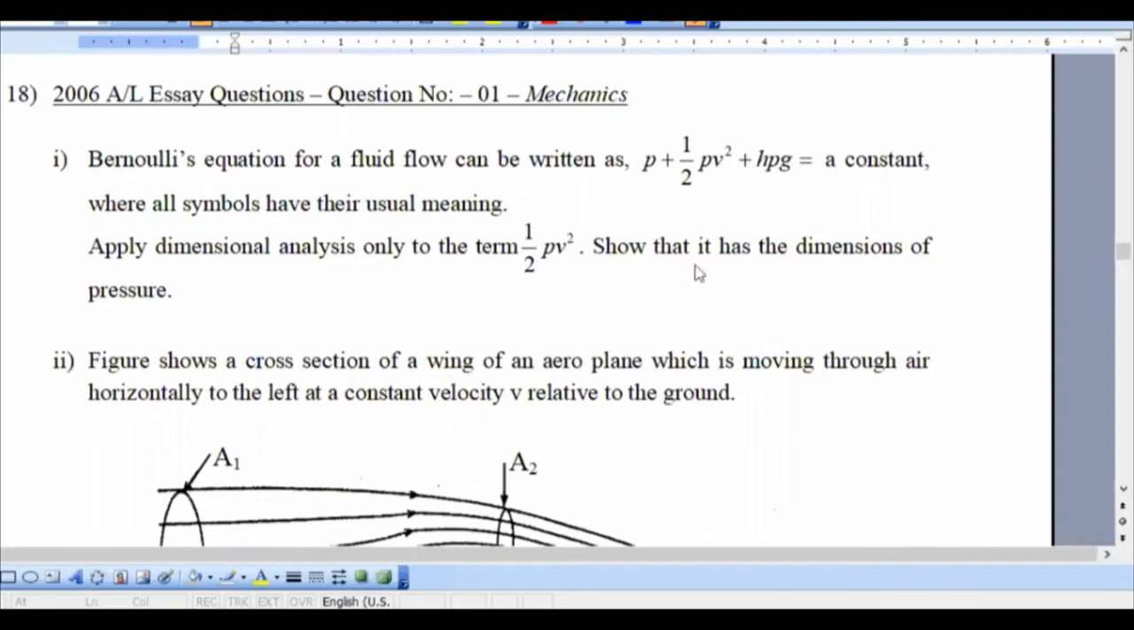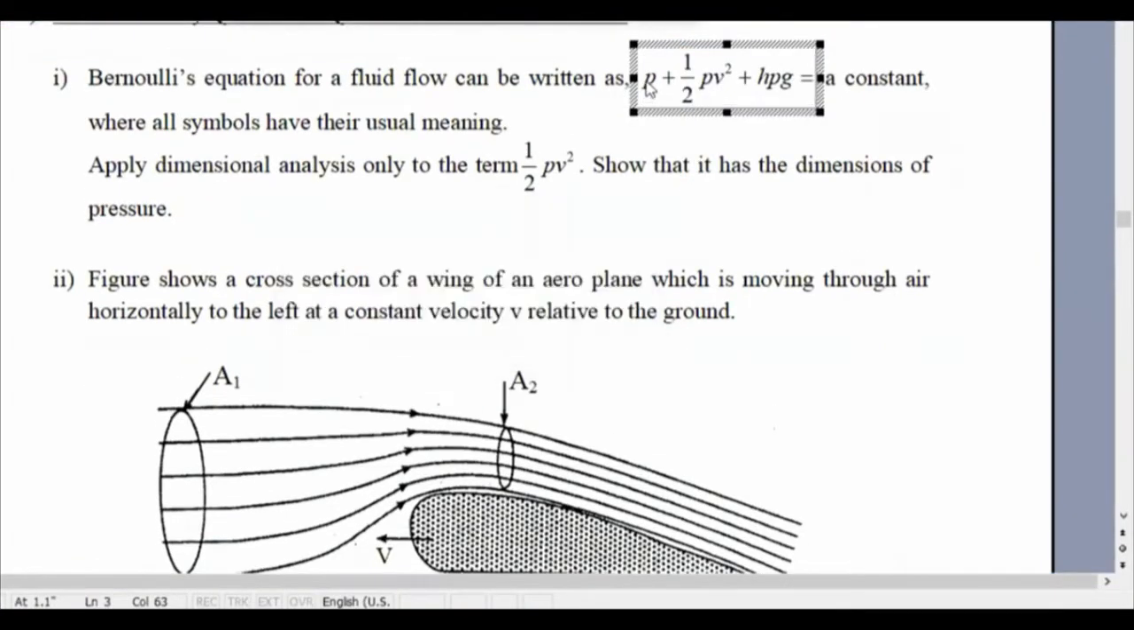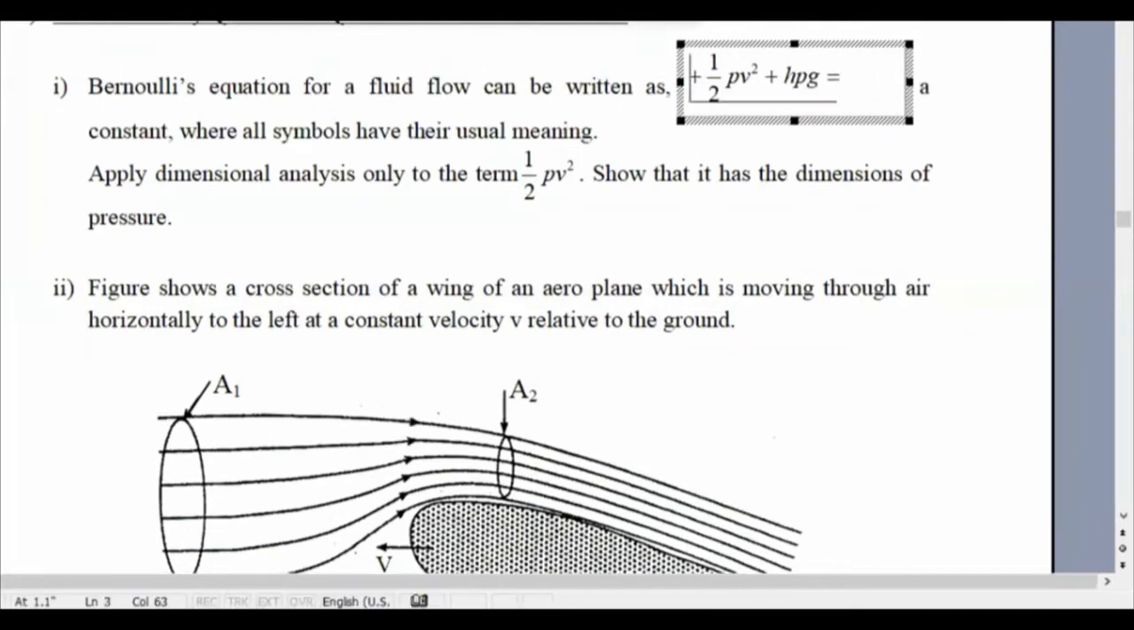Actually, these terms are not P. It should be rho here. This is not P, it should be rho. This one is P. Half, not half PV squared, it should be half rho V squared.